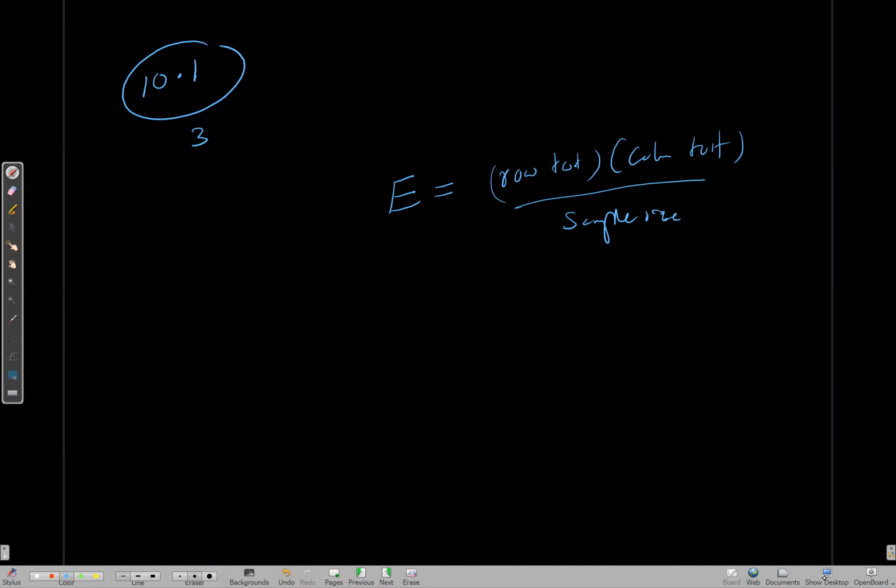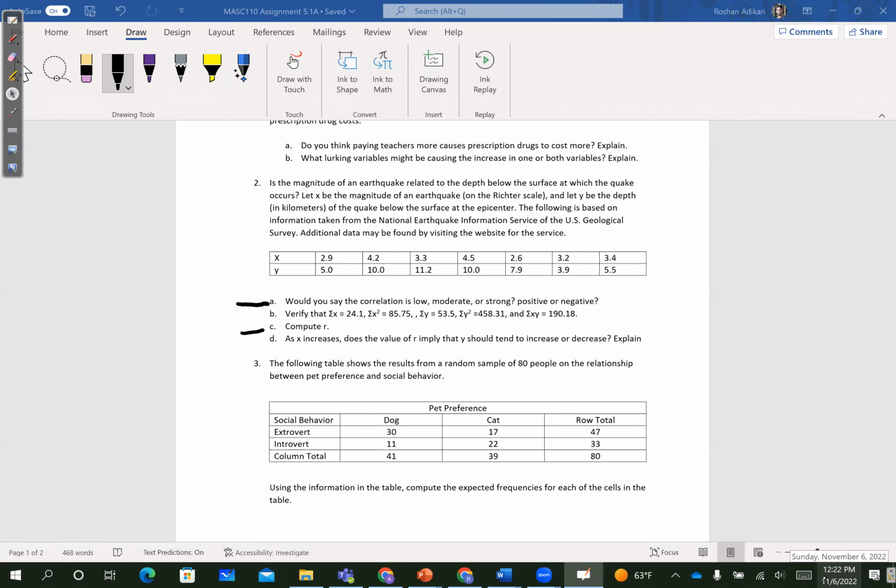So it's pretty easy. Row total, well, you have to do this for each cell. So how many cells are there? See, 1, 2, 3, 4. So 4 answers. For example, cell 1, you are going to get row total 47 times column total 41 divided by this number. Similarly, you do the other 3, okay?